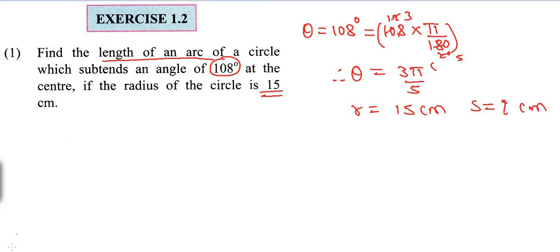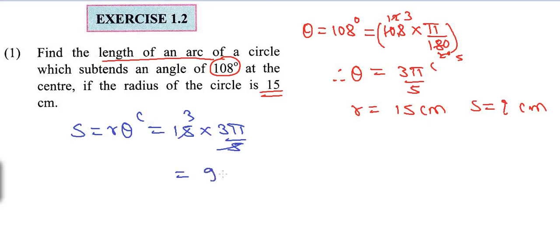Now let us use the formula for length. S is equal to R into theta in radian. Let us substitute values. 15 into 3 pi by 5. 5 3s are 15. So that is equal to 9 pi centimeter. So we got the answer S equal to 9 pi centimeter.